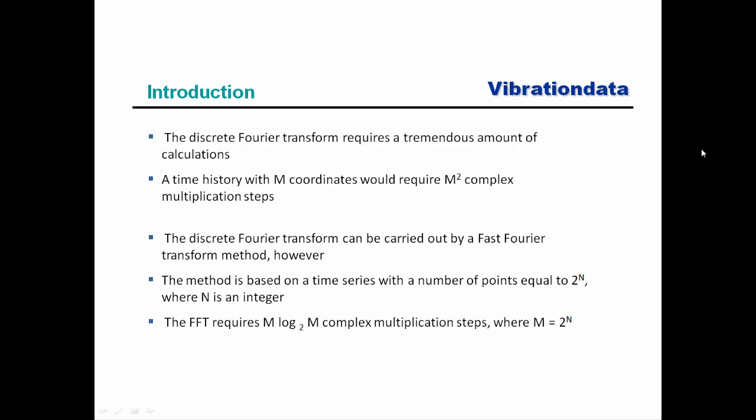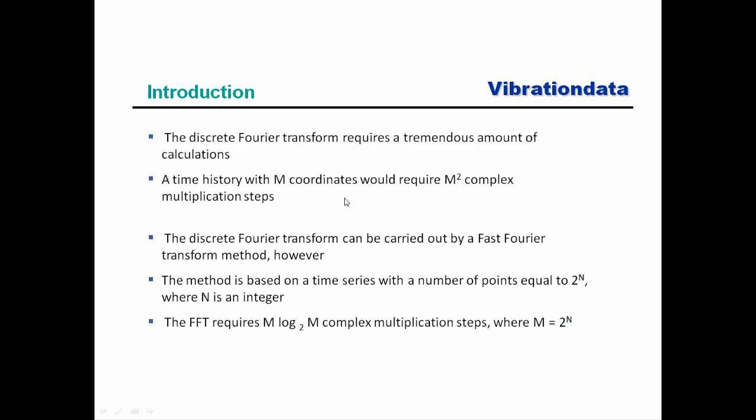So the fast Fourier transform could be performed if we have a time series with a number of points equal to 2 to the nth, where n is an integer. And the fast Fourier transform would accomplish the calculation in m log base 2 m complex multiplication steps, where m is equal to 2 to the nth, where n is an integer. So if we have m equal to 2 to the nth, where n is an integer, that is a suitable time history for which a fast Fourier transform can be calculated.